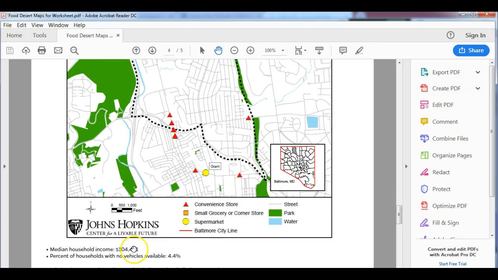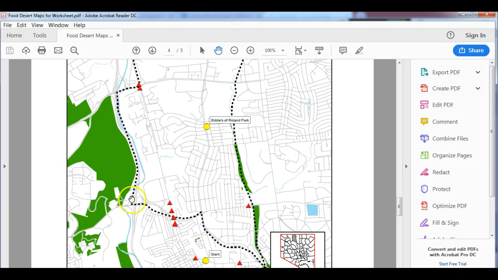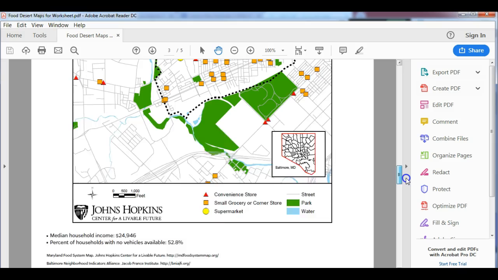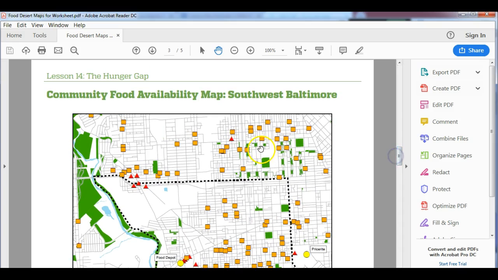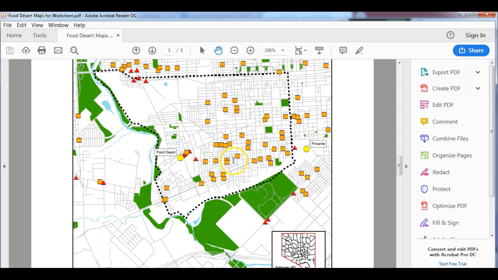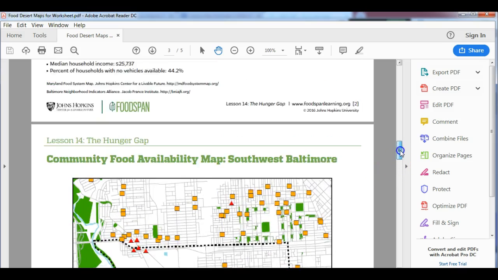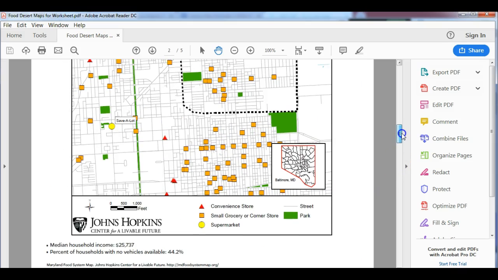Now, if you look at this, this is the median household income. This is $100,000. That's a lot of money, right? So the people here are very wealthy. So they can drive lots of different places, okay? Up here, the median household income is $25,000. So what we're looking at here is what is the income, right? Is this a low income or high income area? Because we want to know, are people going to be able to drive to get their food or not?